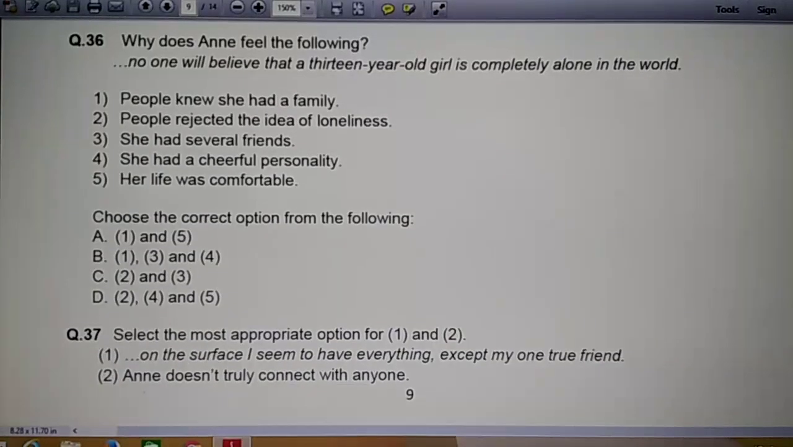Question number 36. Why does Anne feel the following? No one will believe that a 13-year-old girl is completely alone in the world. People knew she had a family. People rejected the idea of loneliness. She had several friends. She had a cheerful personality. Her life was comfortable. Choose the correct option from the following. So here the right option will be B. 1, 3, 4 means people knew she had a family, she had several friends, and the fourth one, she had a cheerful personality.